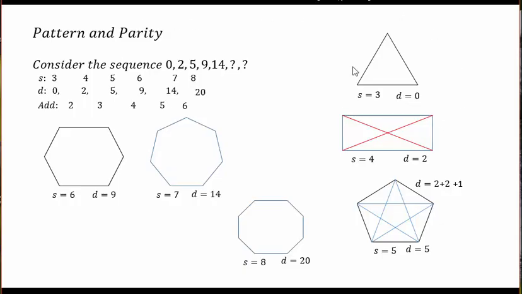Now to generalize this and get a general formula, we can say that the number of diagonals is s times (s minus 3) over 2, where s is the number of sides. And so if you want to confirm this, you can see that for the triangle, this would just become 3 times (3 minus 3) over 2, which is 0, and so on for the rest of the shapes.